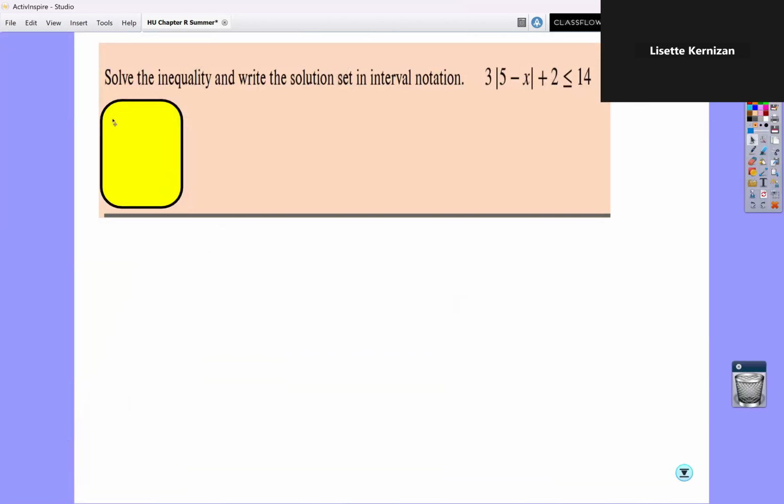Try this one. All right, so you should have ended up with brackets, and this is going from 1 to 9.